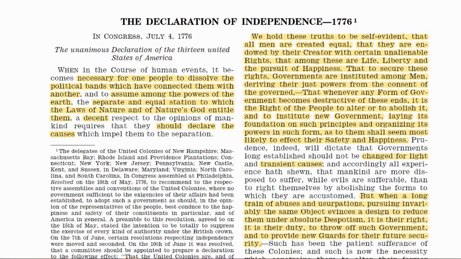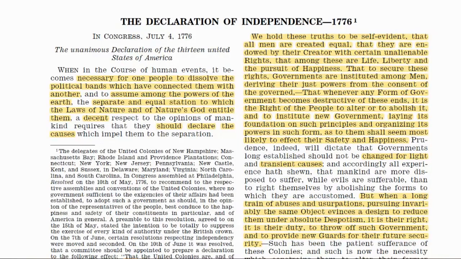Here they argue, it seems, that in order to be independent and to assume among these powers of the earth the separate and equal station that they're talking about, they actually have to convince other people, that is, the opinions of mankind. So think about other governments recognizing them. In order to do that, a decent respect to these opinions of mankind, they're going to need to have strong opinions that they're independent, right? They're going to have to be recognized by other nations.